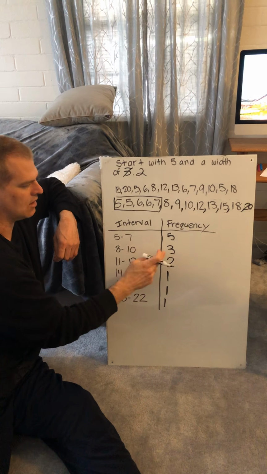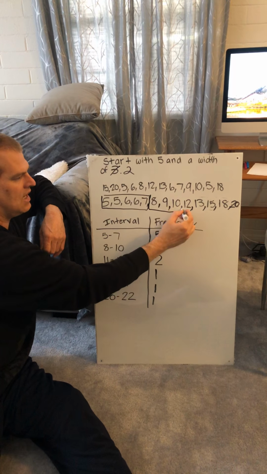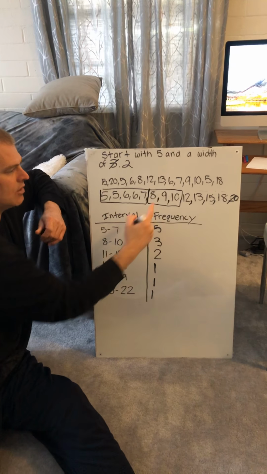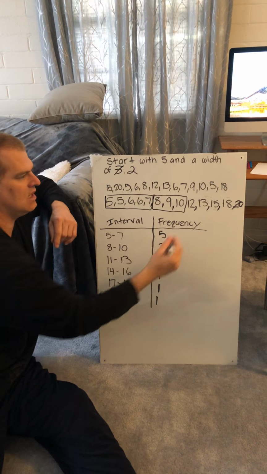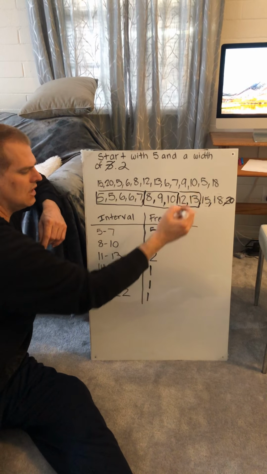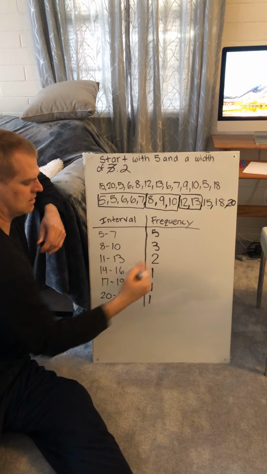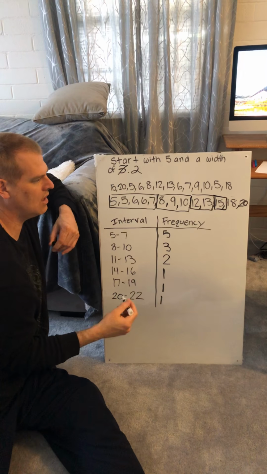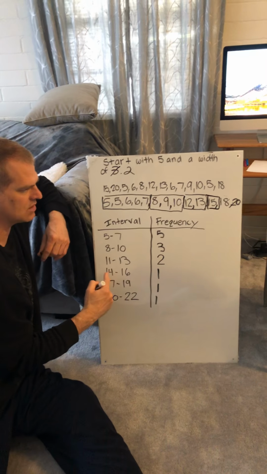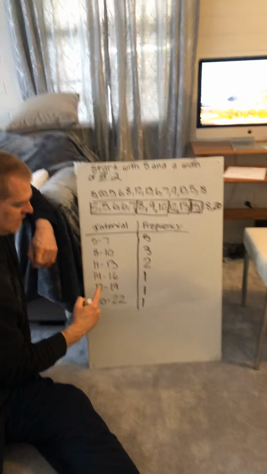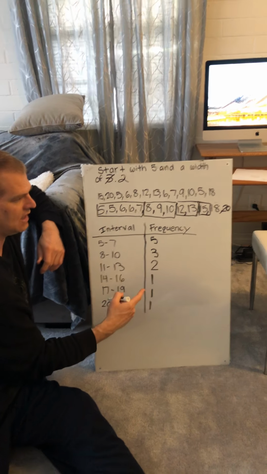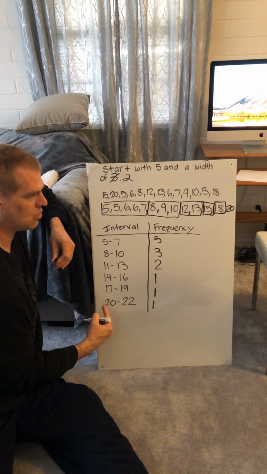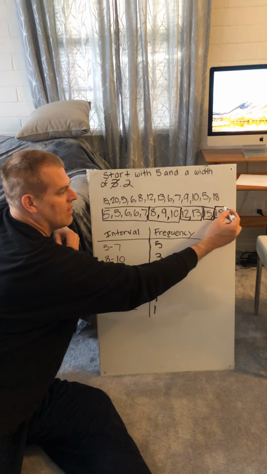Next, 8 through 10. There are 3 of them. These are my next 3. Those are the numbers that are between 8 and 10. 11 through 13, there are 2 of them, so I put 2. Next, 14 through 16, there is only 1. There's only one number between 14 and 16, which is my 15. Is there any 17s, 18s, and 19s? Yes, there is one of them. And then the last one is 20 to 22, which there is one of them.